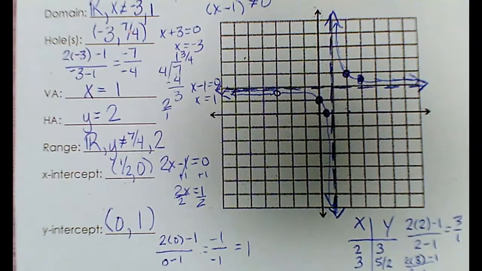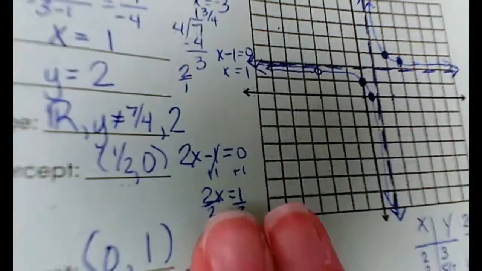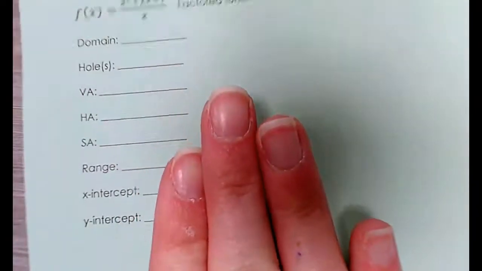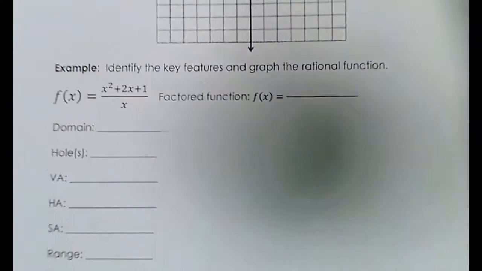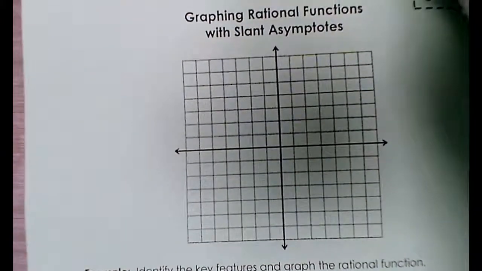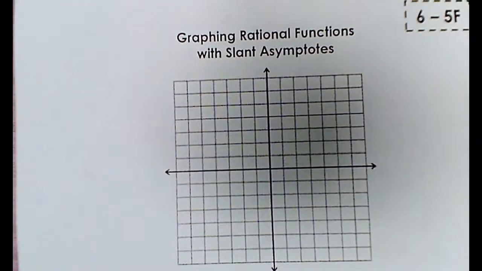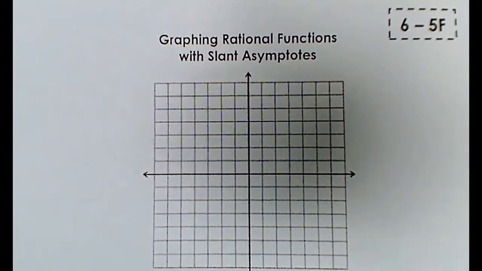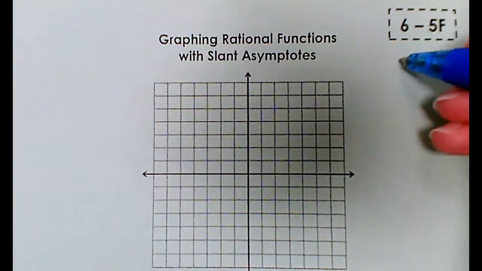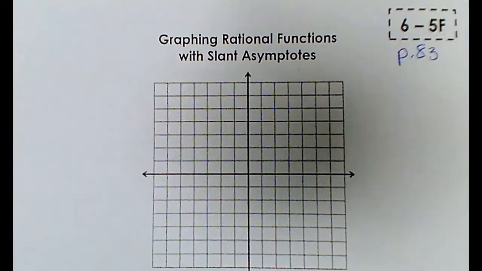Okay? So I'm going to switch over to the 6-5F notes. They're similar, but what are they titled? Slant asymptotes, yes. Slant asymptotes. So the slant asymptote notes are going to go on the next page. So that's page 83. And we're not going to finish them today. We'll finish them in class tomorrow, so that'll be okay. But they are going to go on page 83.